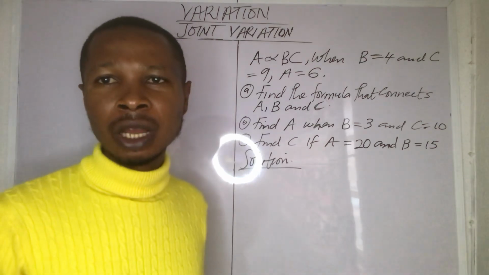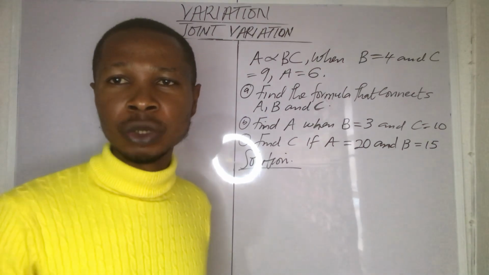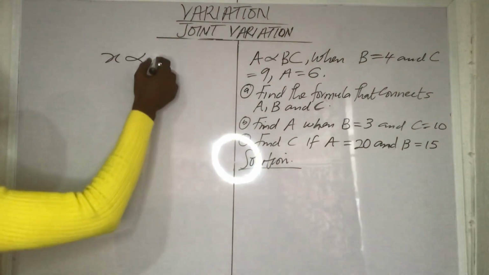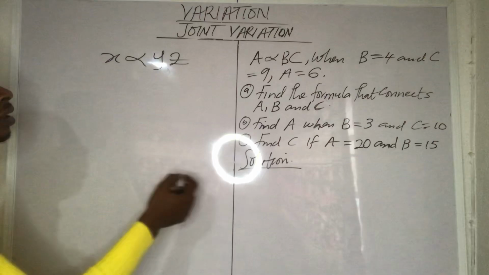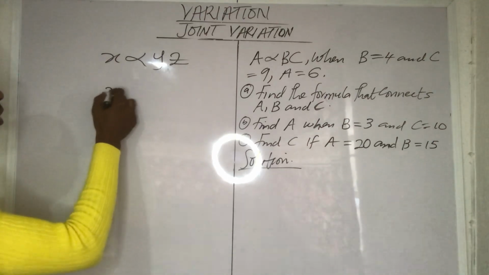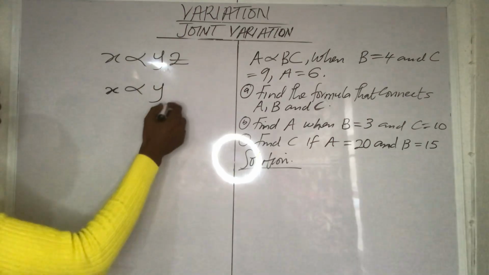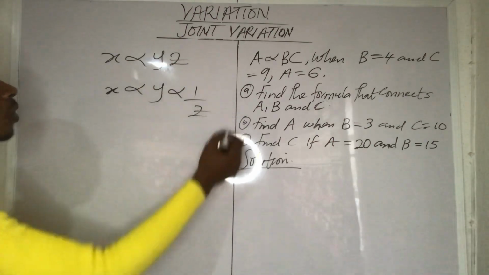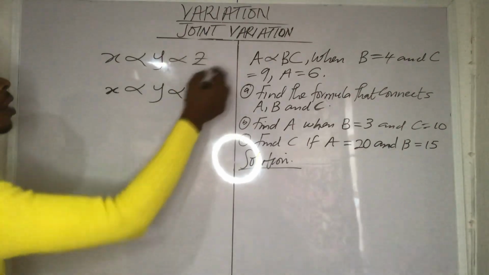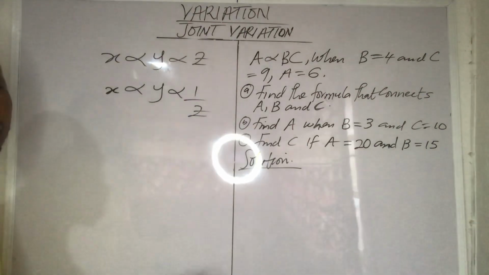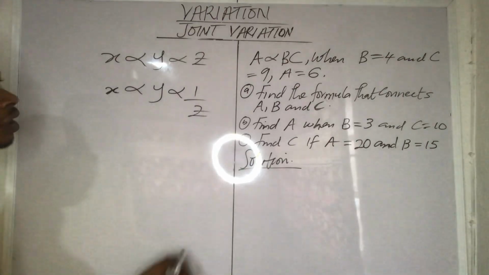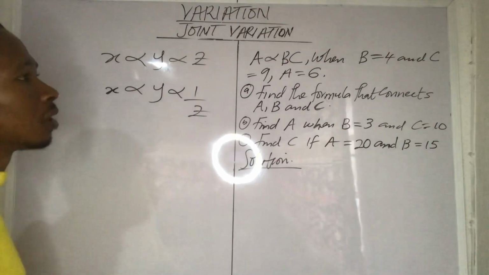Joint variation has the following model. Either x varies directly with y and z, or x can vary directly with y and inversely with z. So you can have this format: x varies directly with y and directly with z, or x varies directly with y and inversely with z. These are examples of joint variation.